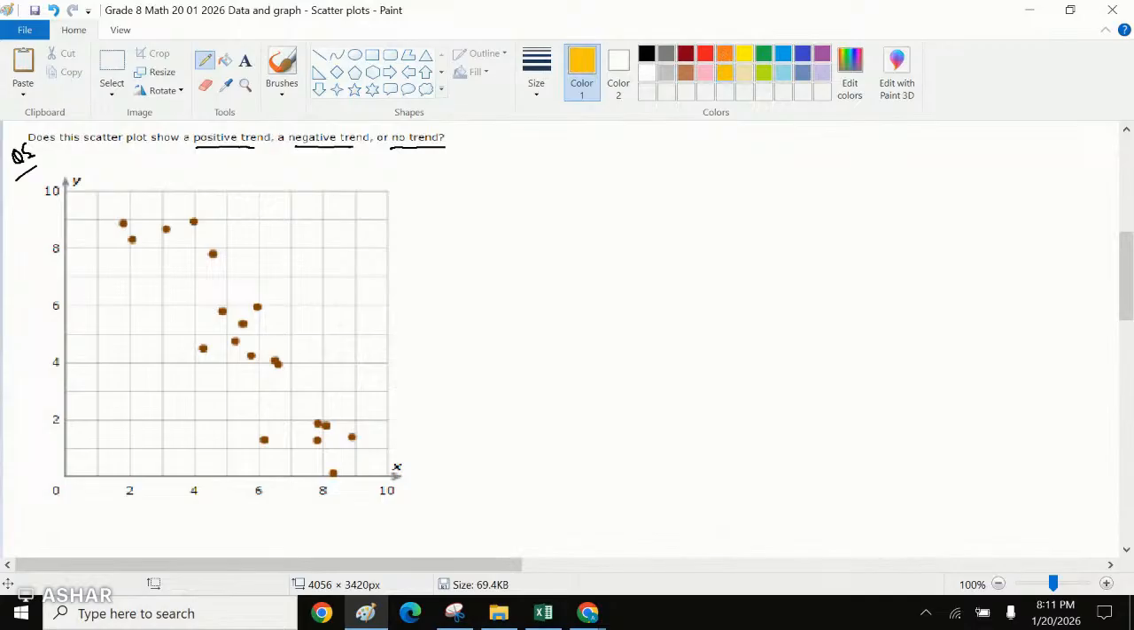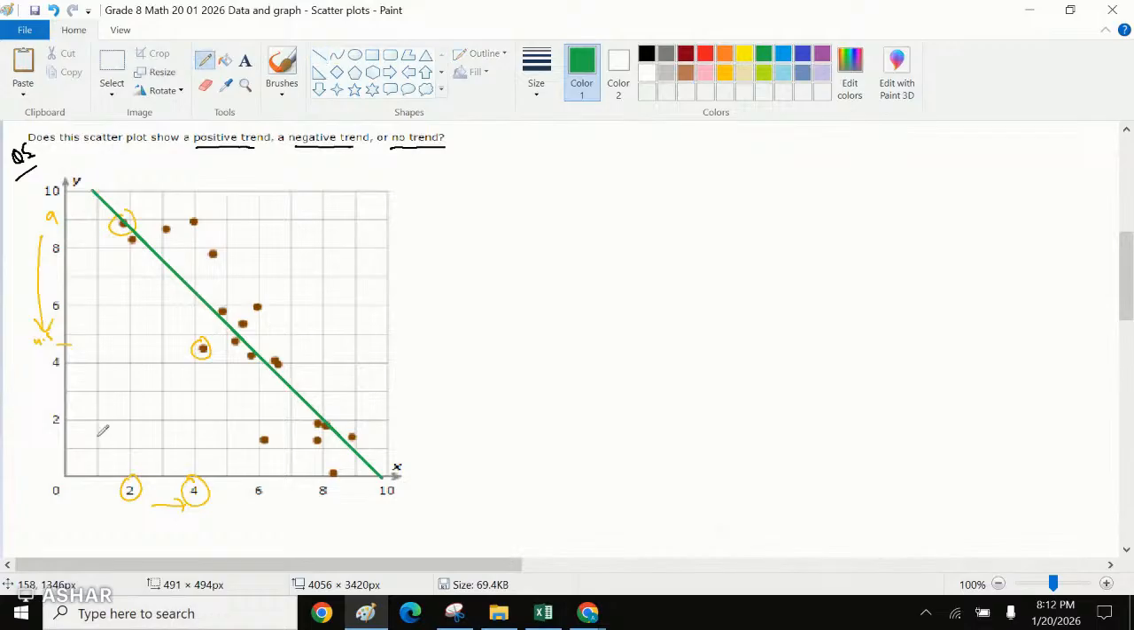Let's compare. If x was 2, y was 9, somewhere near 9. When x was 4, it becomes almost 4.5. That means when X is increasing, the value of Y is decreasing, right? That means when we draw a line, it would be drawn something like this. The line of best fit, right? That touches or passes through the maximum number of dots.